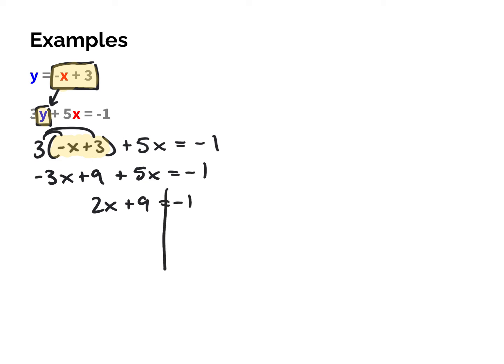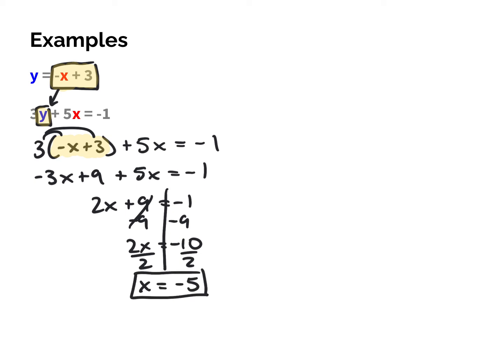And now I'm left with inverse operations. So solving, I'd want to subtract 9 from both sides. It would cancel and give me negative 10 on the right side. So I get 2x equals negative 10. So dividing both sides by 2, I would get x equals negative 5. So there is my solution, or my answer for x.